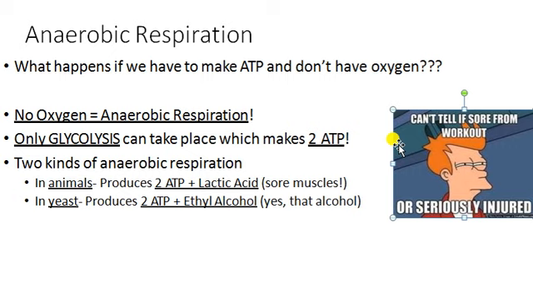Now we come to anaerobic respiration. Here there is no oxygen, so only glycolysis can take place, which makes 2 ATP. We can observe two kinds of anaerobic respiration. In animals it produces 2 ATP plus lactic acid. In yeast it produces 2 ATP plus ethyl alcohol. That's only 2 ATPs. In human beings also lactic acid is produced.